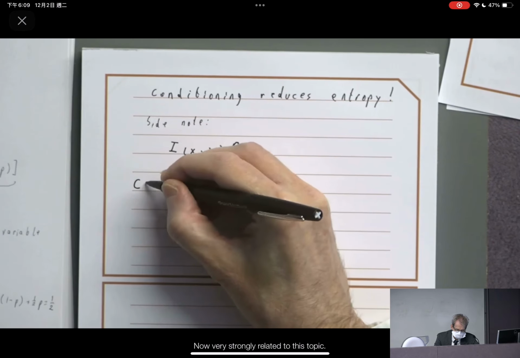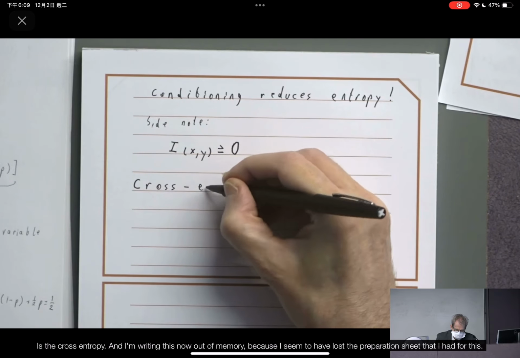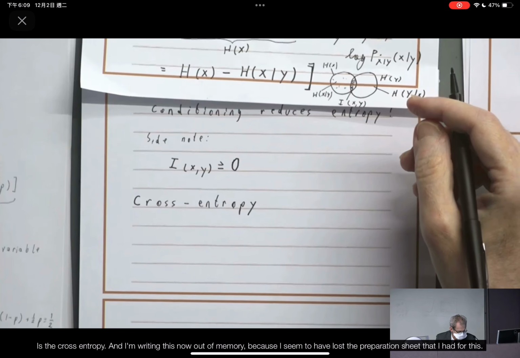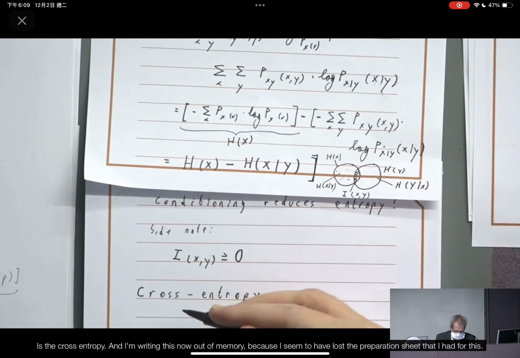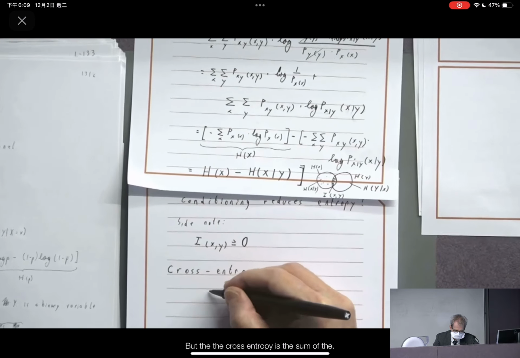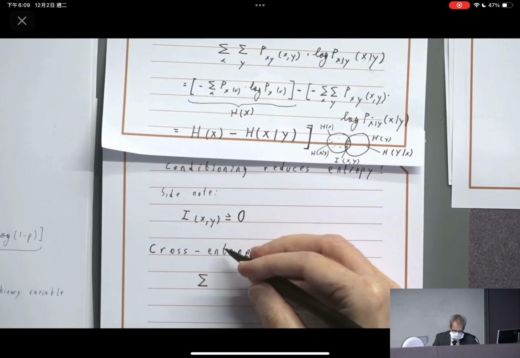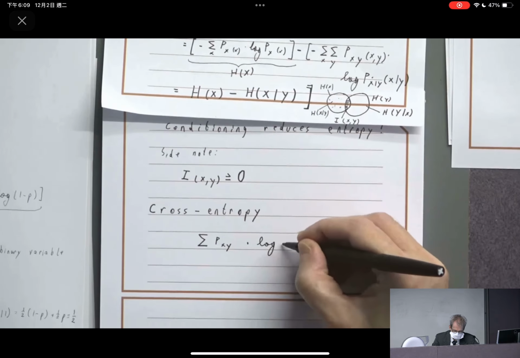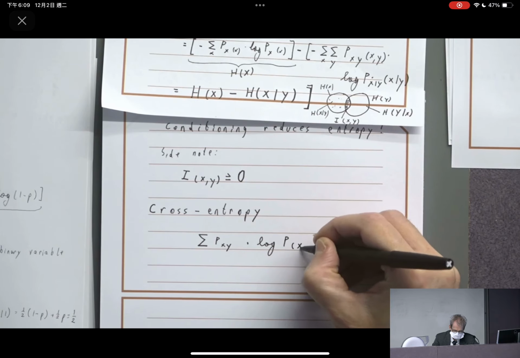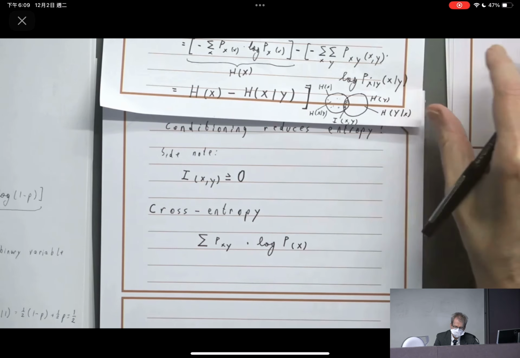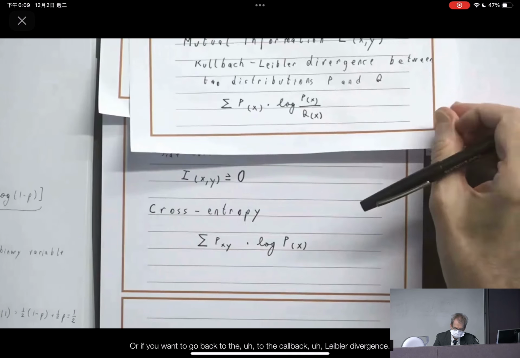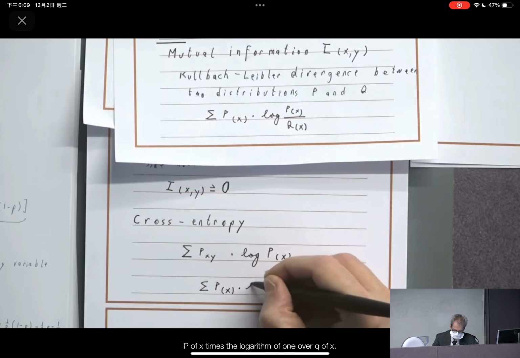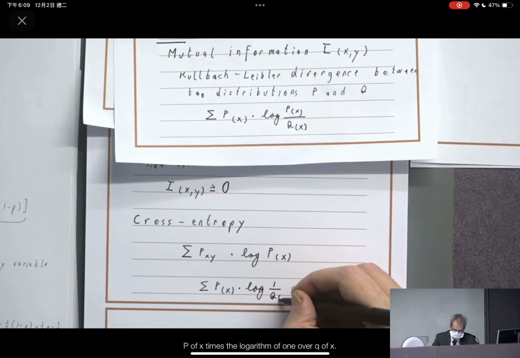Now, very strongly related to this topic is the cross entropy. And I'm writing this now out of memory because I seem to have lost the preparation sheet that I had for this. But the cross entropy is the sum of the p(x) times the logarithm of the q(x). Or if you want to go back to the Kullback-Leibler divergence, you can actually say, well, it's the p of x times the logarithm of 1 over q of x.